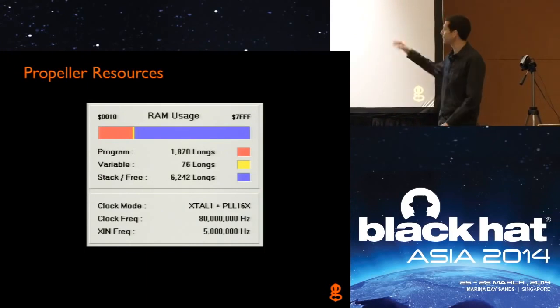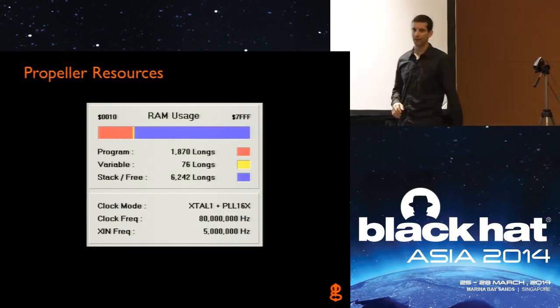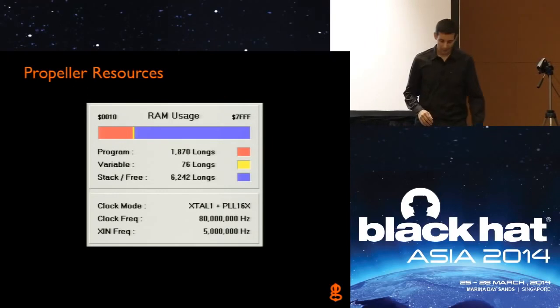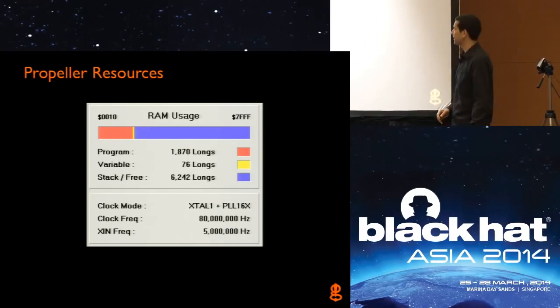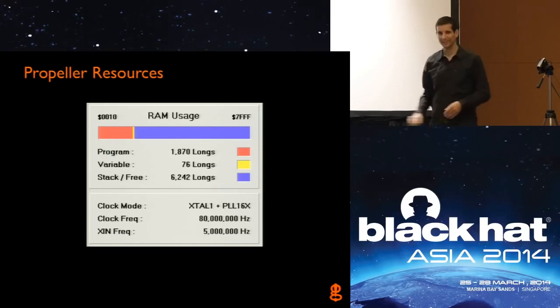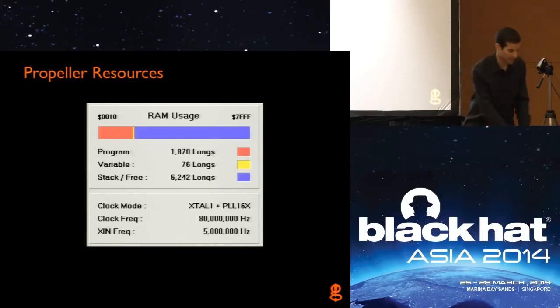There's still plenty of space left on this thing, even with all of my probably bloated and not very efficient code. We're still only using 1800 longs, 32-bit values, so we still have quite a bit of space available. All the blue is lots of space for extra stuff later.